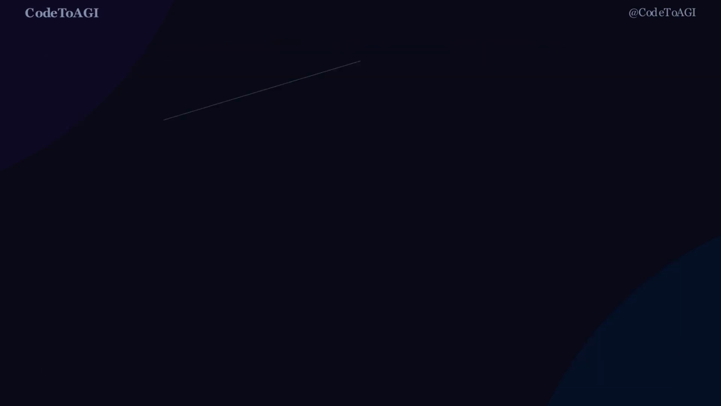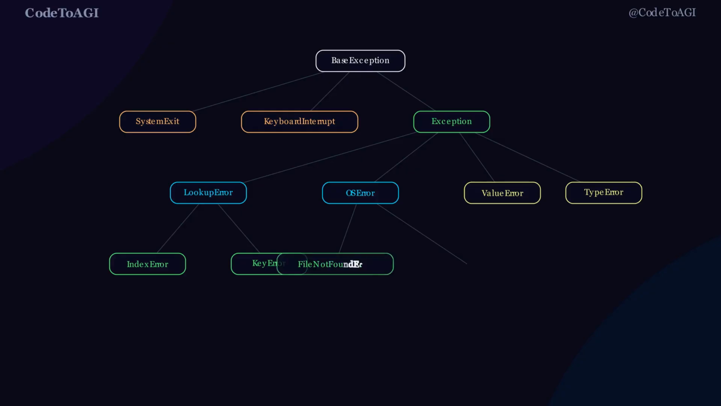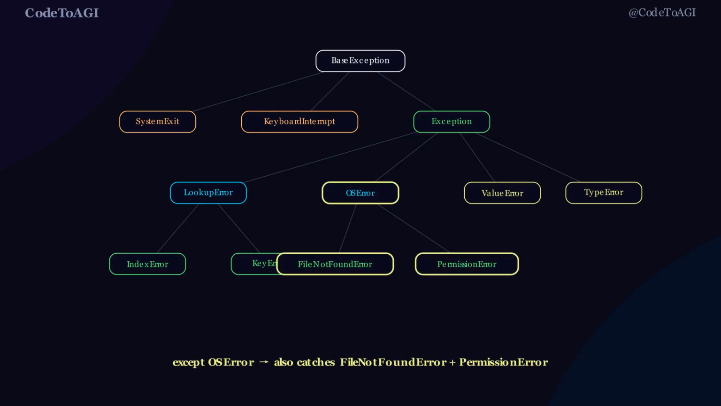Every exception in Python sits in a tree. BaseException is at the top. SystemExit, KeyboardInterrupt, and Exception branch from it. Almost everything you deal with is under Exception.